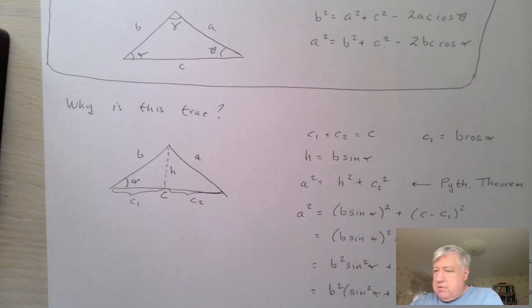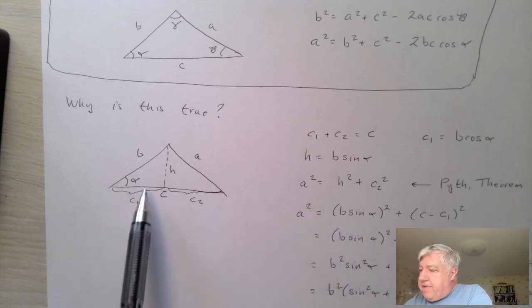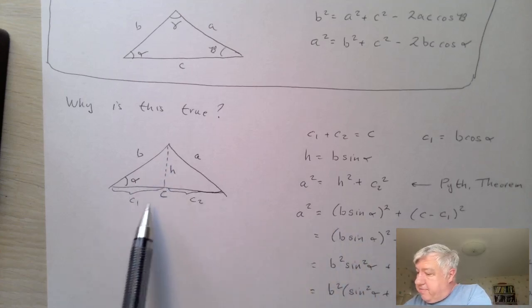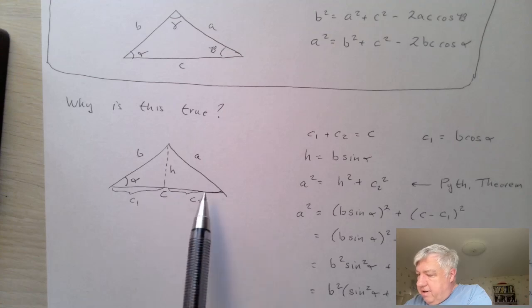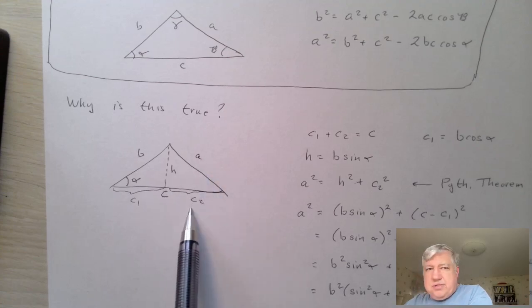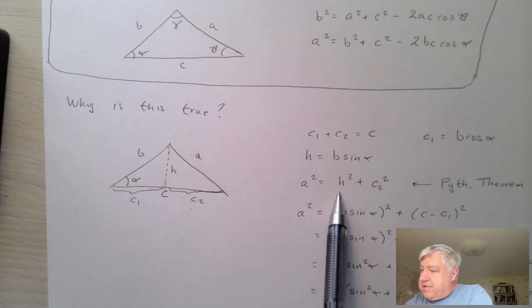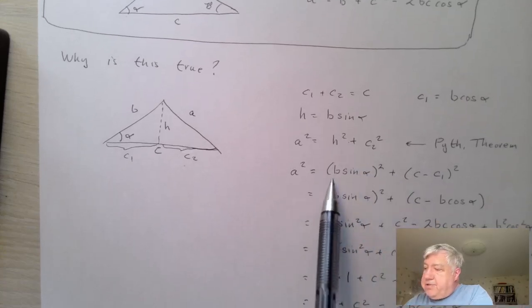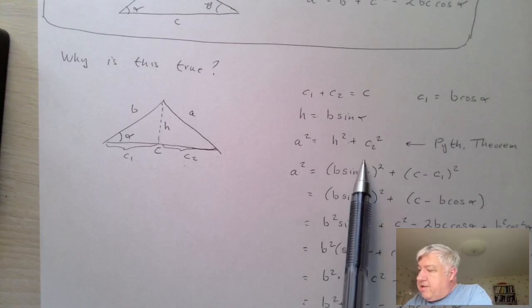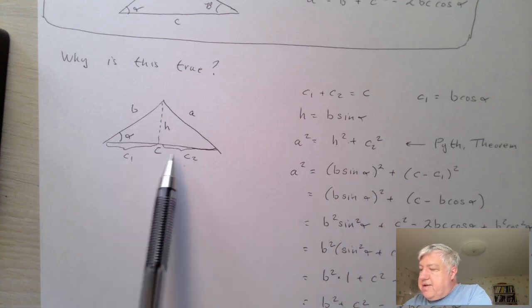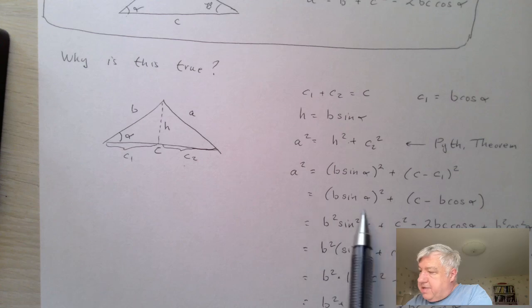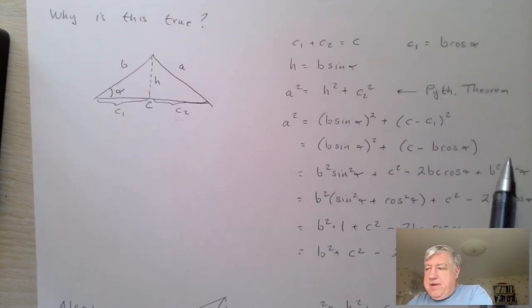So now we use the Pythagorean theorem for the second triangle here, and obviously we know that this side squared plus this side squared equals this side squared. So we have a squared equals h squared plus c2 squared. Okay. Now we just make these substitutions. We replace h with b sine alpha, and we know that c2, of course, can be written as c minus c1, and c1 can be replaced with b cosine alpha. So that's what we have here.